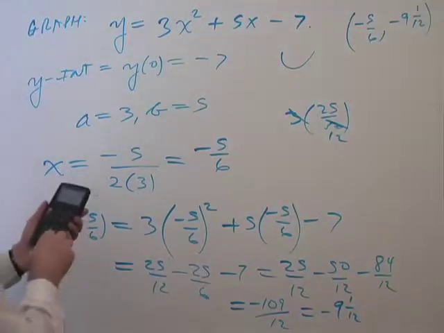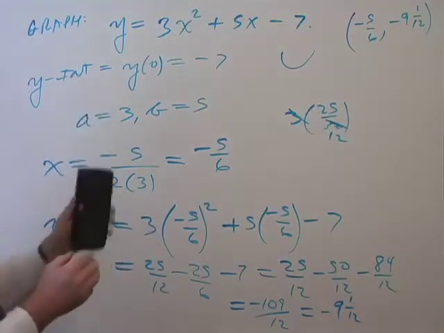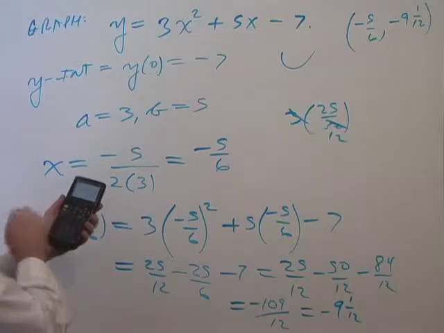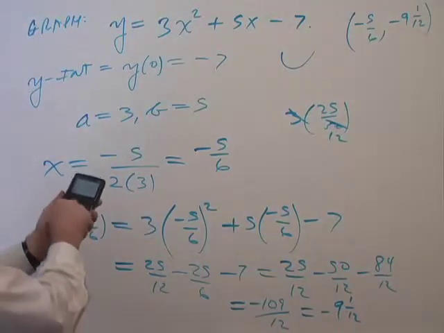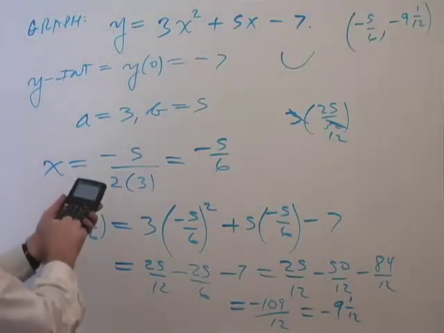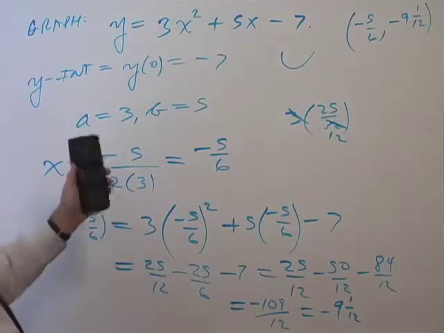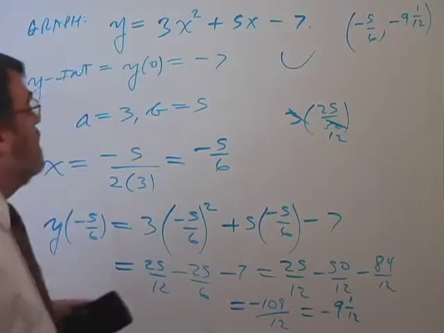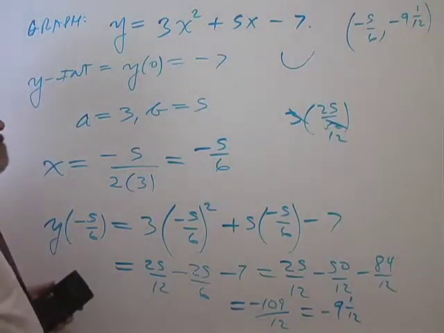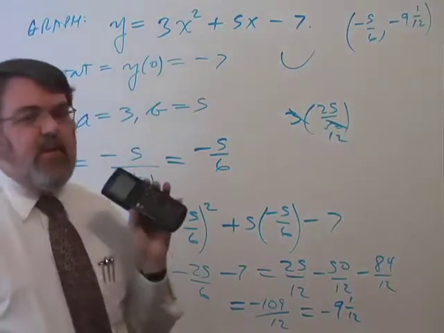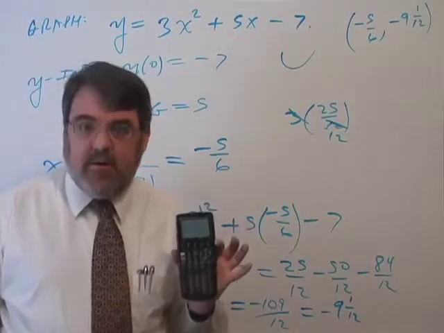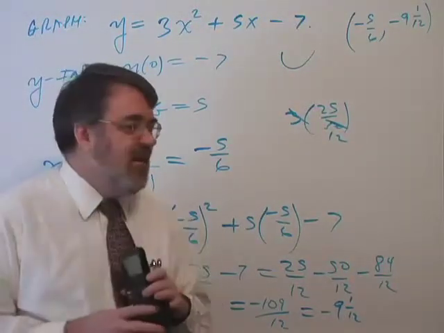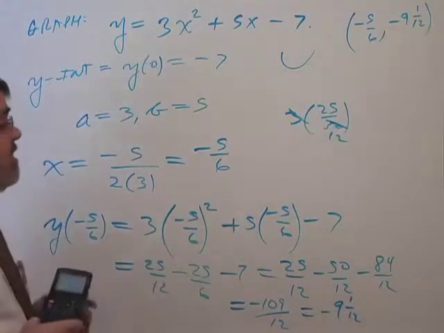And so all I have to do, and this works on graphing calculators very well, is punch in 3x squared plus 5x minus 7, and I get negative 9.0833333333. All right. If you don't have a graphing calculator, if you have a scientific calculator, then it's going to take just a little more work to do what I just did, but to calculate this.